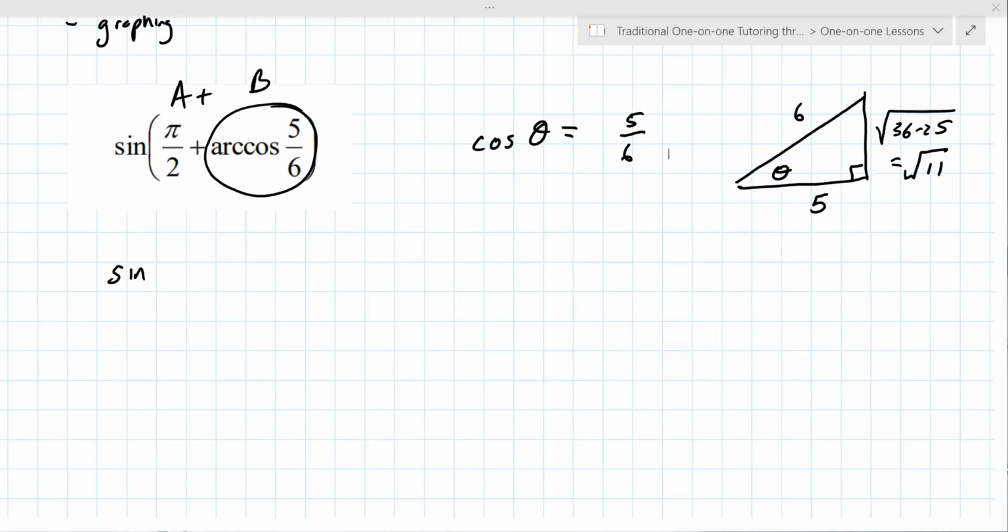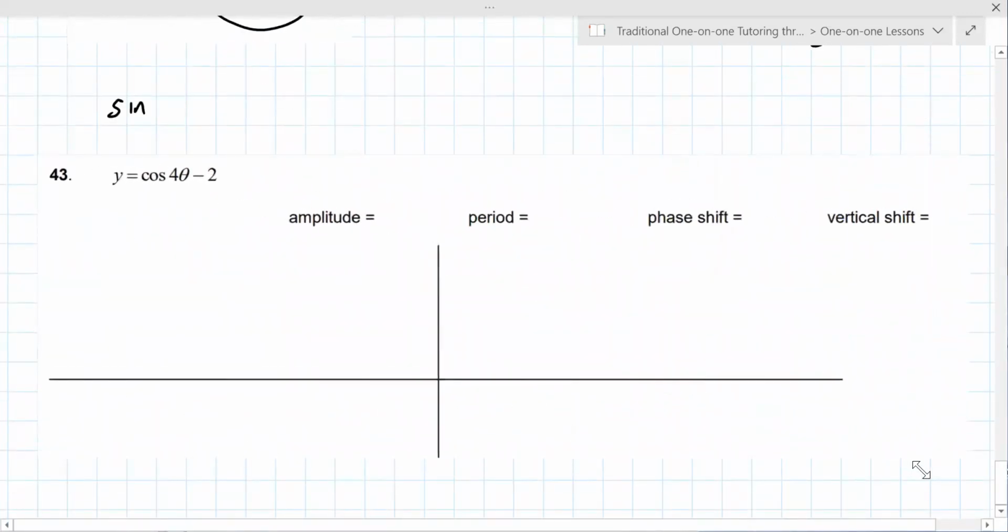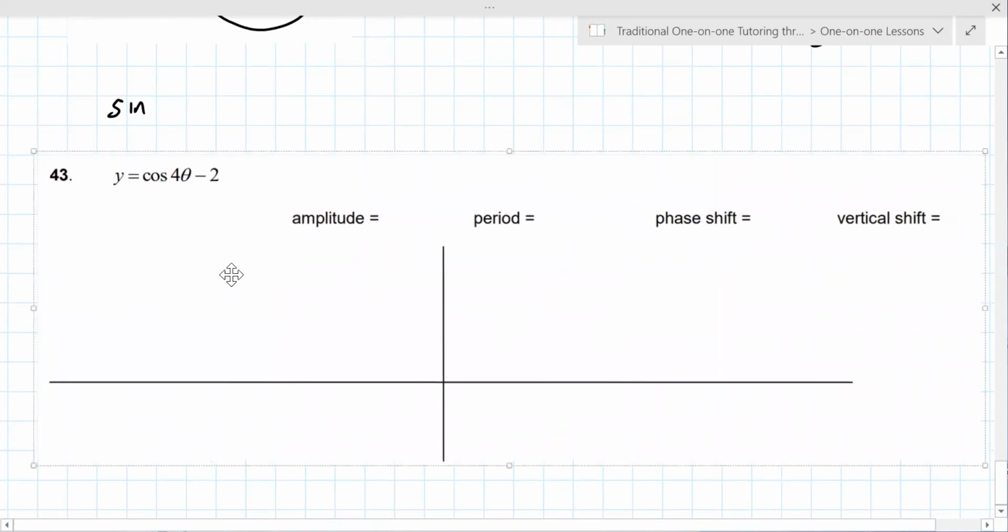Okay, you said some graphing problems are here. Let me throw up a graphing problem and we'll see if this is something you're comfortable with, so we can do more examples if we need. So they want you to graph cosine of 4 theta minus 2. They should have put parentheses in, but since they didn't, we're going to assume that.